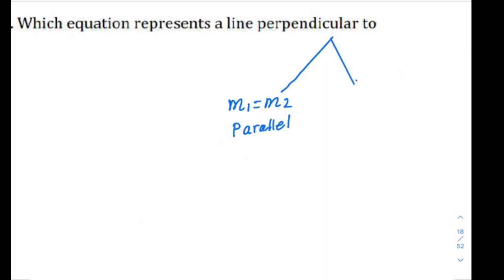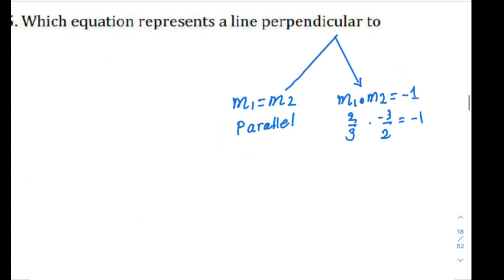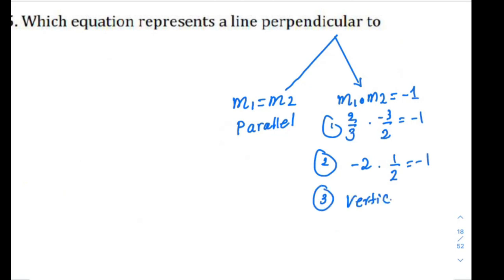or we have slope of the first line times the slope of the second one is equal to -1, means the first one is the negative reciprocal of the other. Example, 2/3, and the other one is -3/2. They have a product of -1. Another example, the first one is -2, the second one will be 1/2. Their product is -1. So you just flip it and flip the sign. We have a special case here when we have a vertical line and horizontal line.